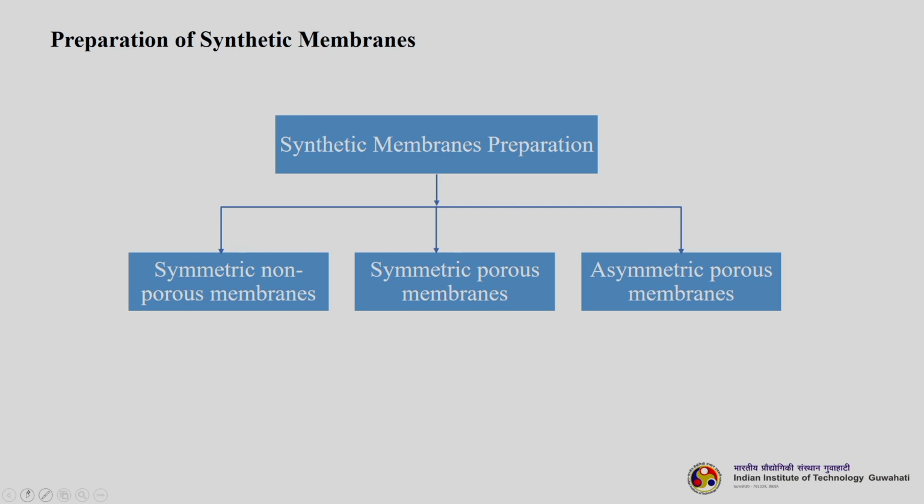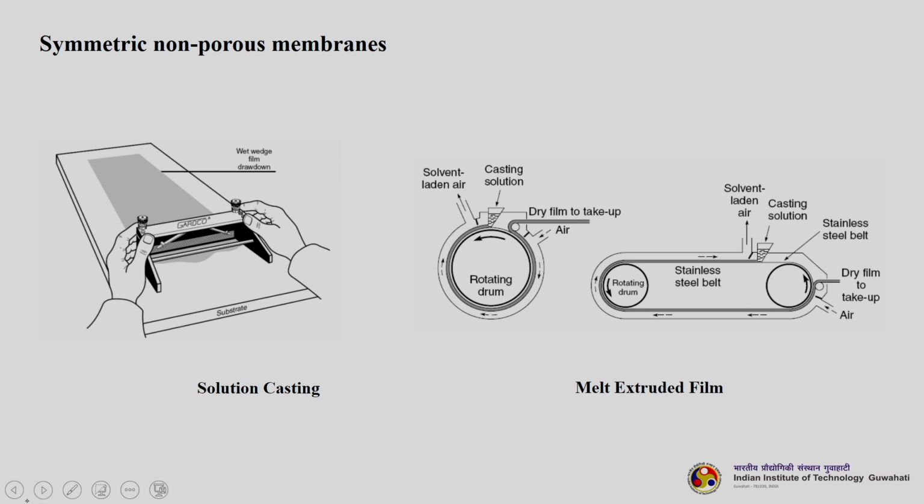Now let us quickly discuss the different preparation methods. First, the preparation of synthetic membranes. We can have symmetric non-porous membranes, symmetric porous membranes, and asymmetric porous membranes. We will see them one by one in a single slide. For symmetric non-porous membranes, we have solution casting. If you recall, we have discussed how to do that.